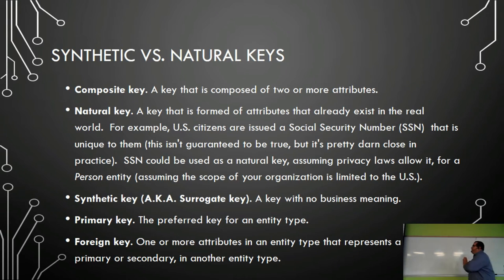Okay, so a bit of terminology, get it out of the way first. Synthetic versus natural keys. Now, some of this you've seen before, but it's a good time to do a quick review. A composite key is a key that's composed of two or more attributes. When I was doing the normalization process, I had compound keys. You could identify a row by having two or more pieces of data. That's a compound key. A natural key is a key that's formed of the attributes that already exist in the real world, such as a social security number, that kind of stuff. I don't like them. They're not a very good idea, but, you know, such is life.